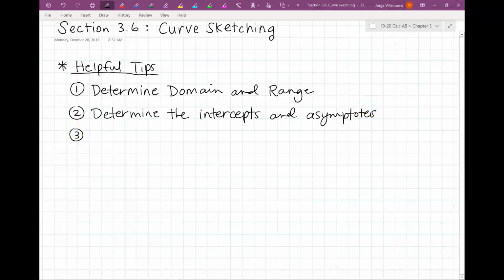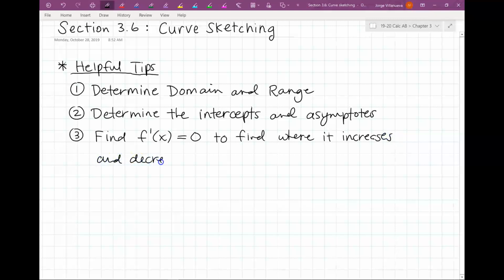Number three, find f prime of x, set it equal to 0 to find where it increases and decreases.